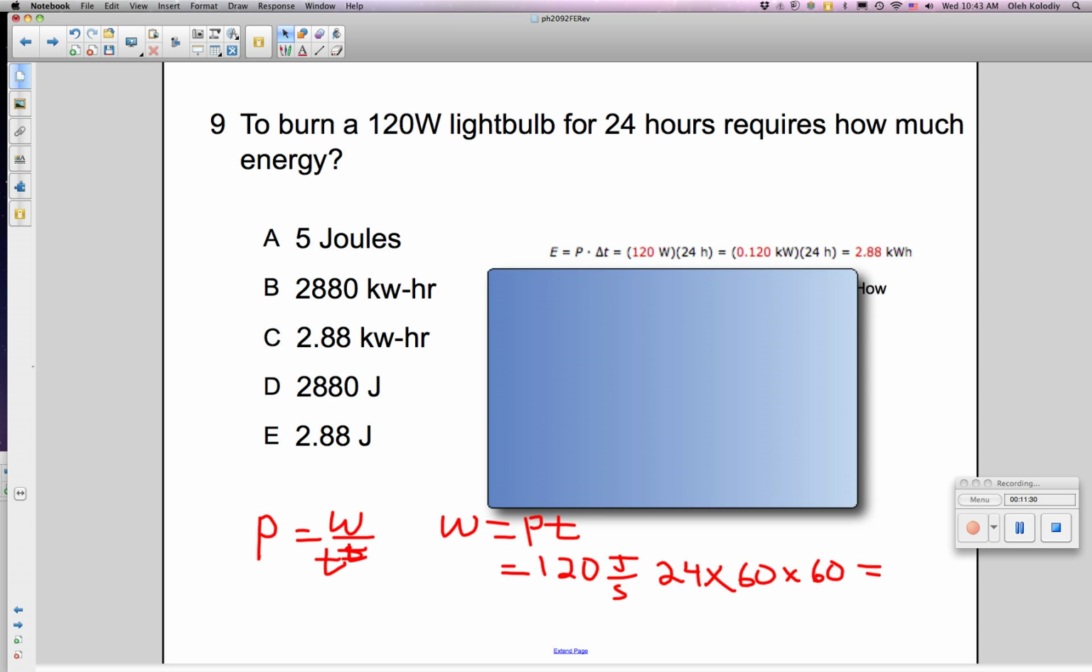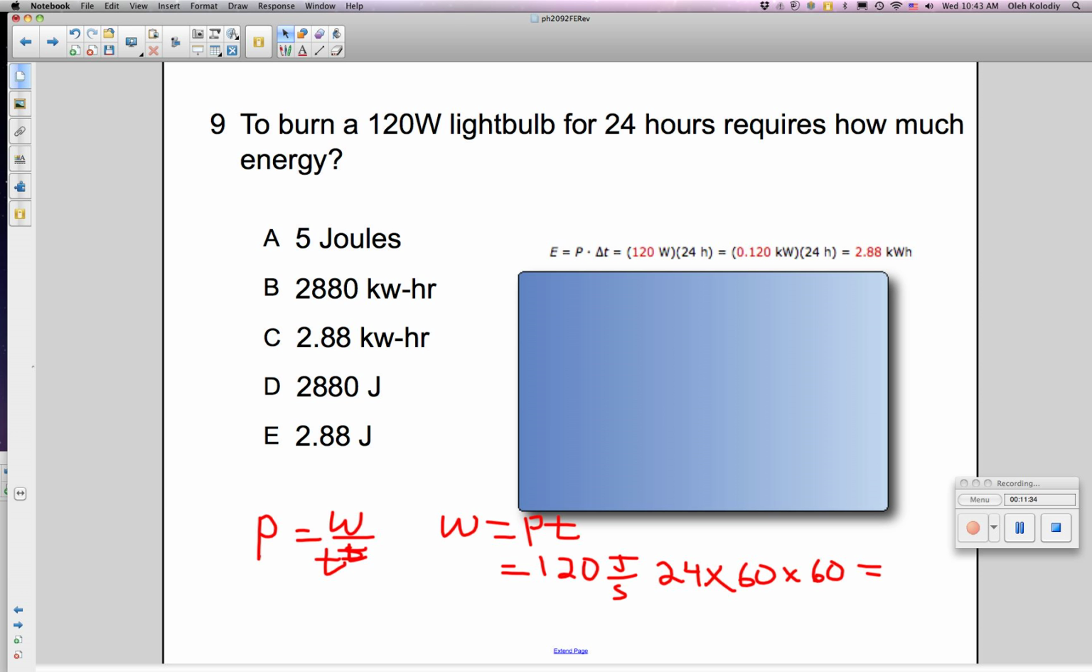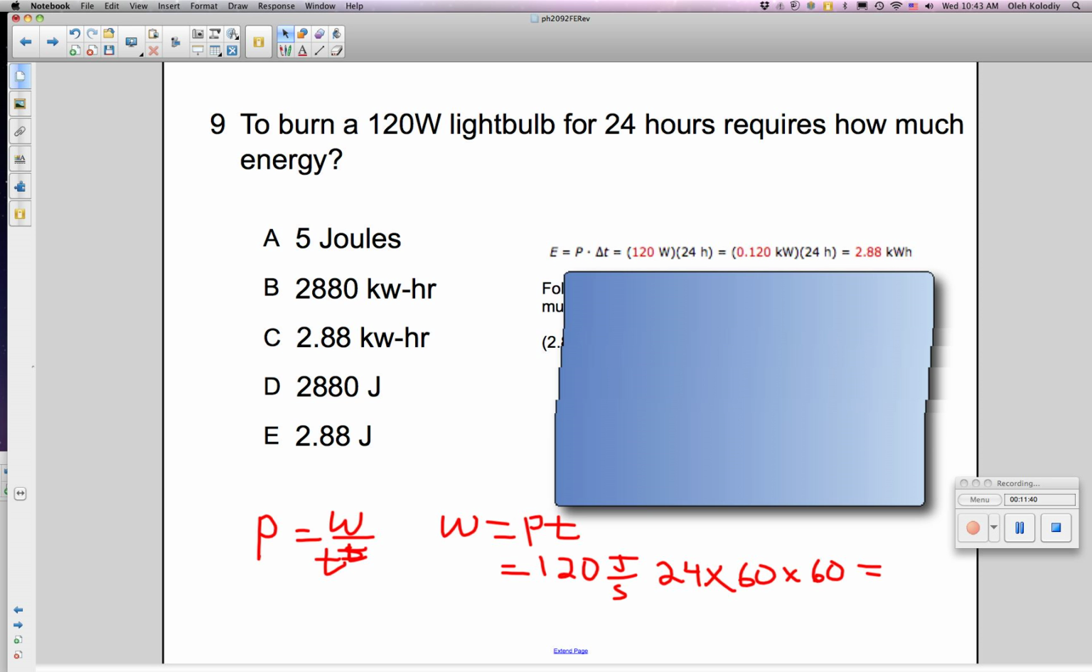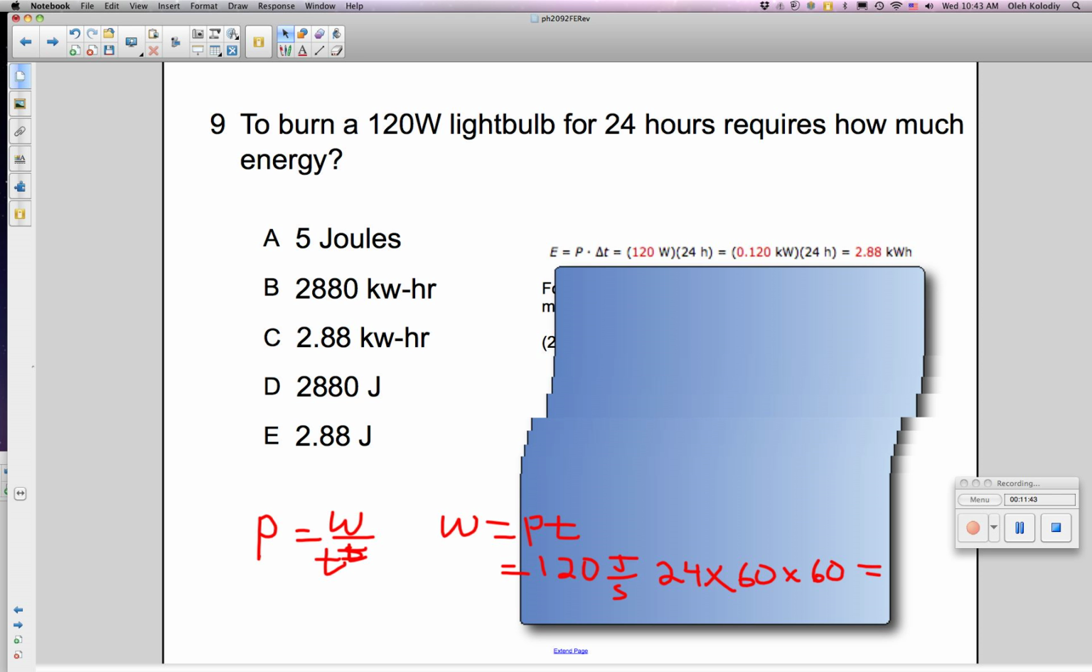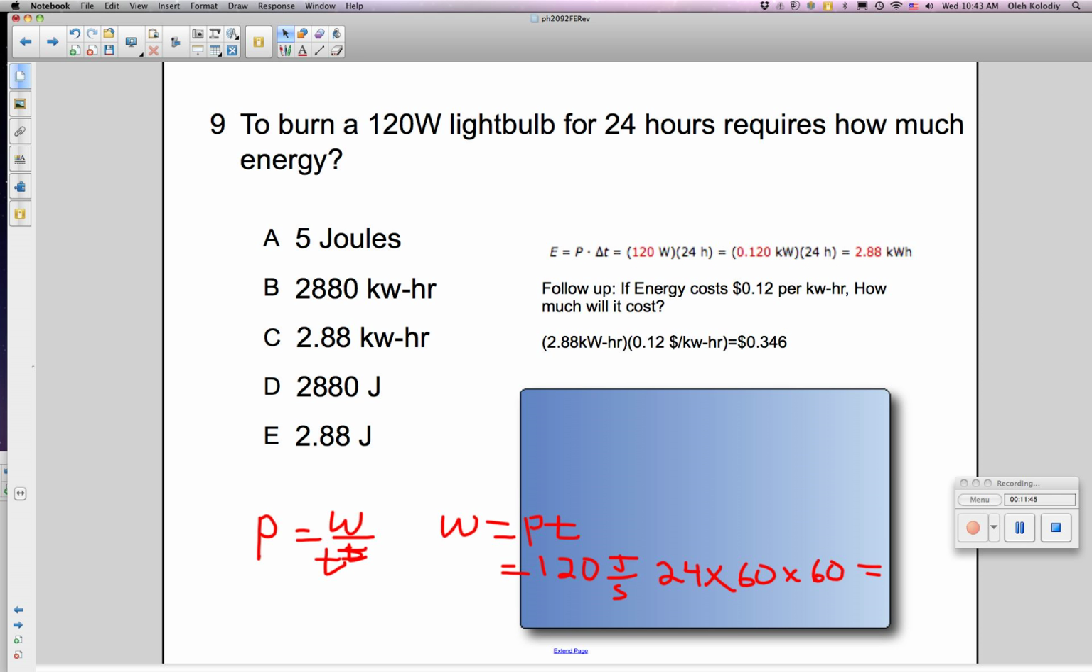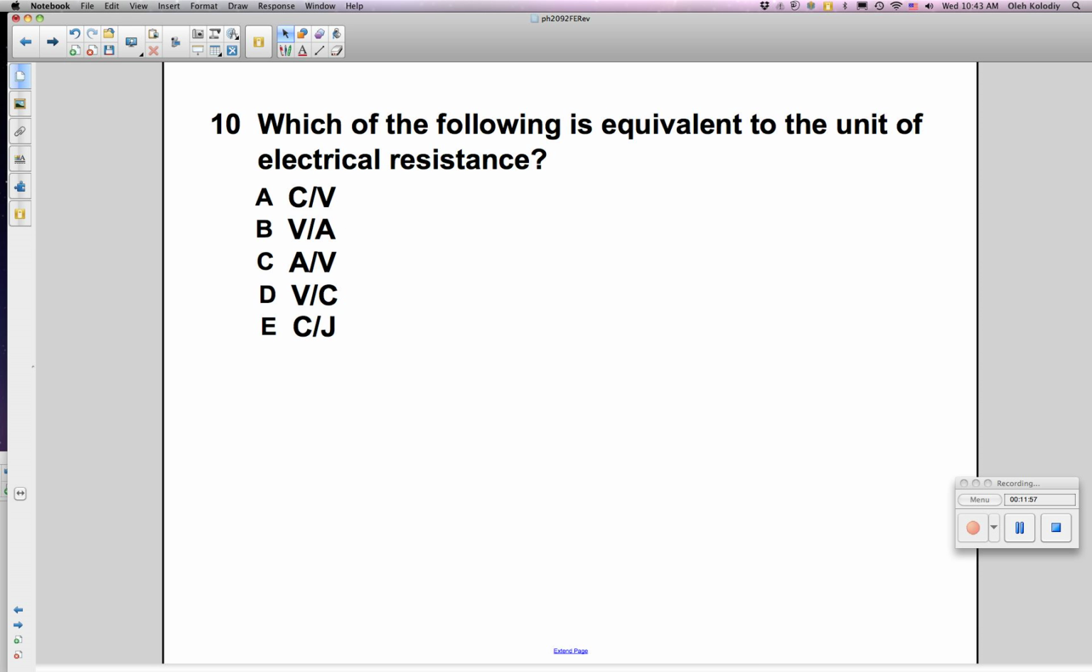Which of the following is equivalent to a unit of resistance? So let's write down V equals IR. So what's a unit of resistance? R is equal to, in ohms, we know it's in ohms, but it's V divided by I. So you can see that this would be the right answer from these choices.